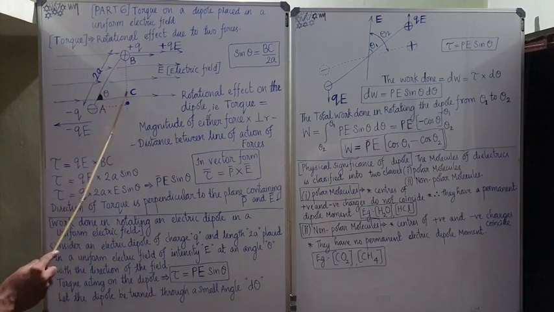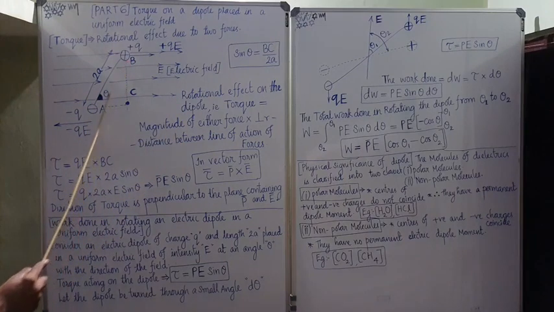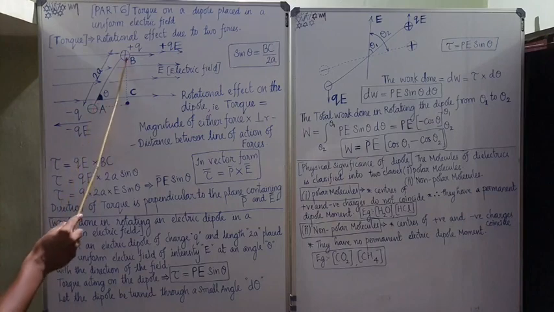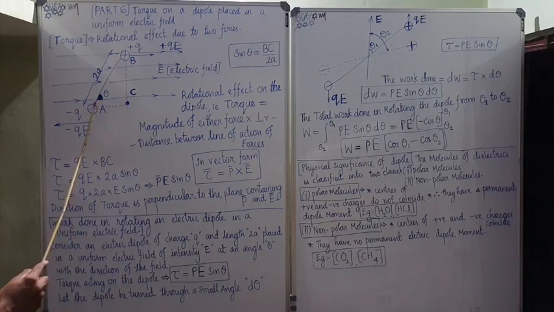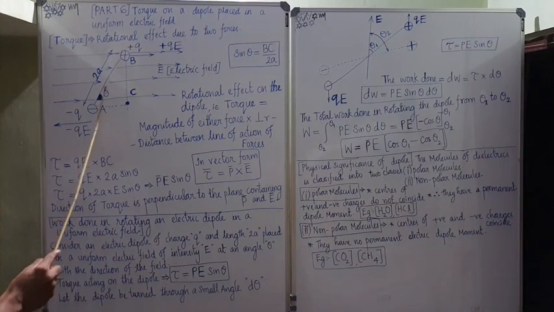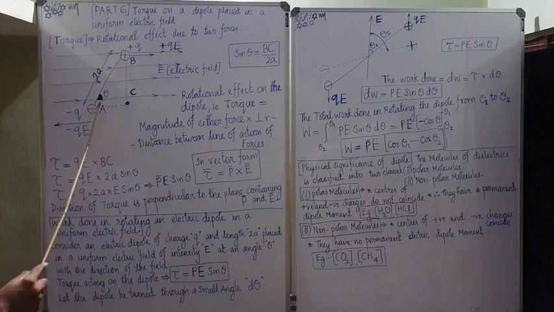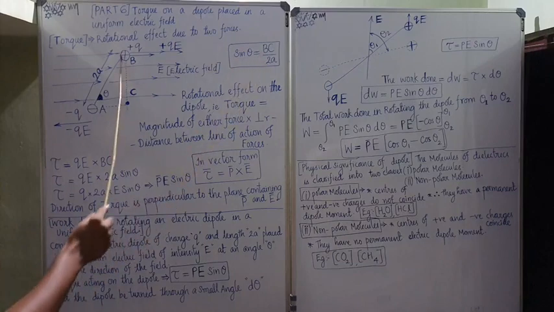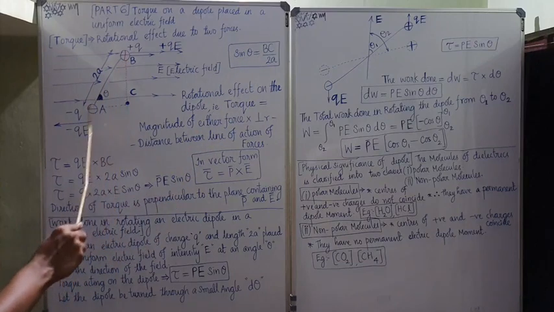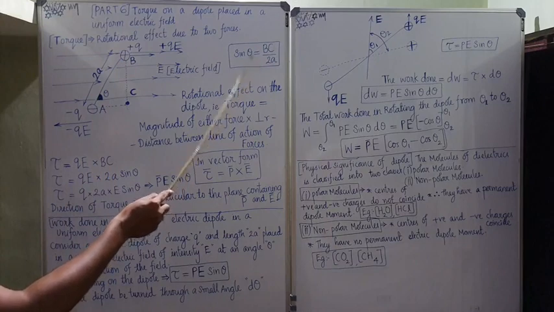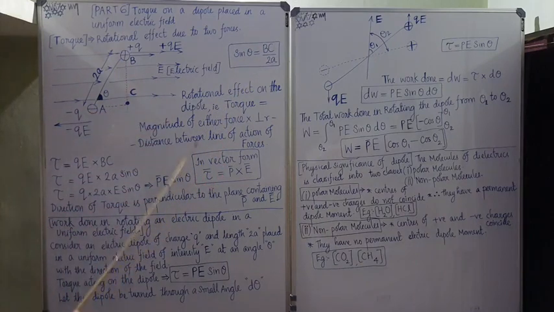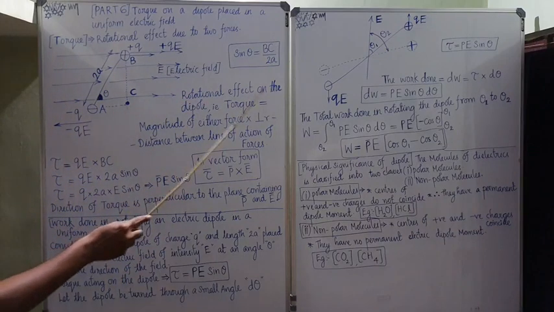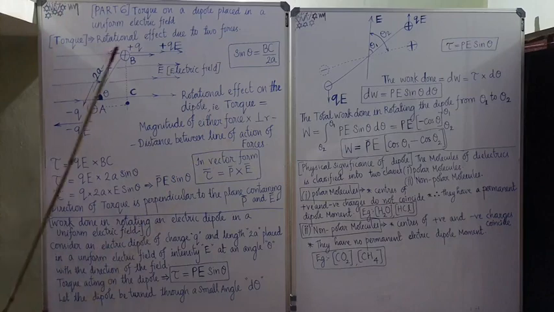I will name a triangle over here, triangle ACB. Taking this triangle, sine theta is equal to the opposite side by the hypotenuse. The opposite side is the length BC, divided by the hypotenuse, which is the length of the dipole, 2a. Remember this, it will be useful in our further calculations. So I have explained the diagram well, and then comes the rotational effect on the dipole, that is the torque.